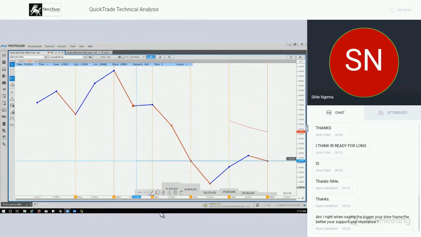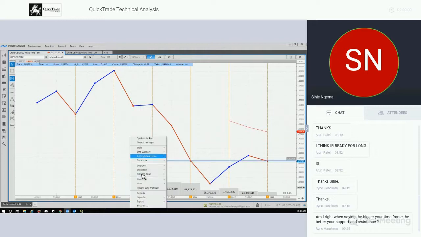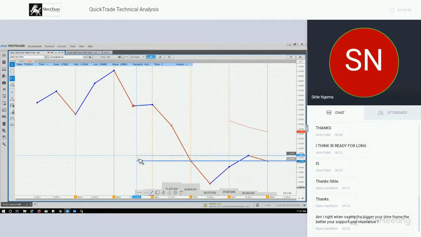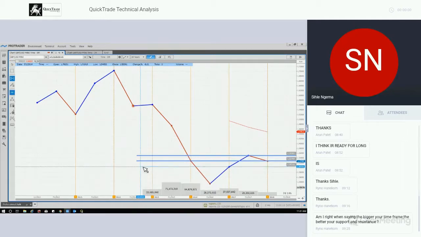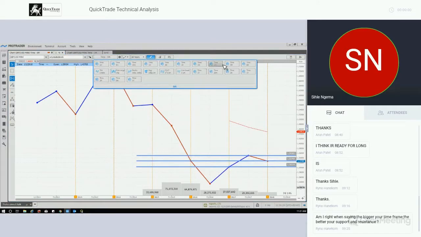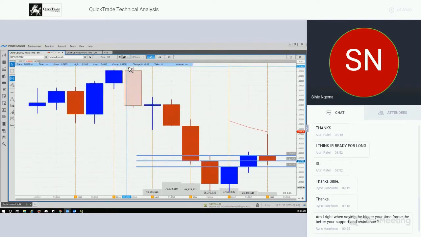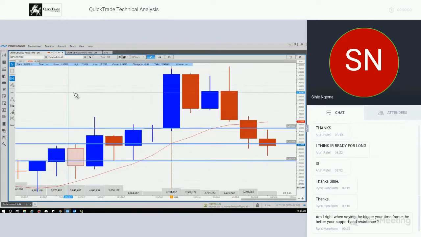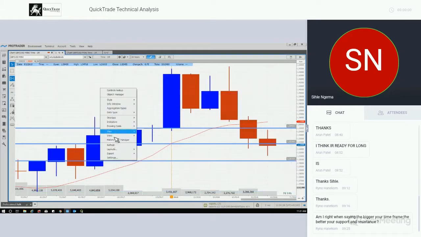Okay, let us now get our support levels. This is our support, and this is our resistance at the top here. That is our support at the bottom there. Okay, let's go back to our candles. Let's do the monthly charts.